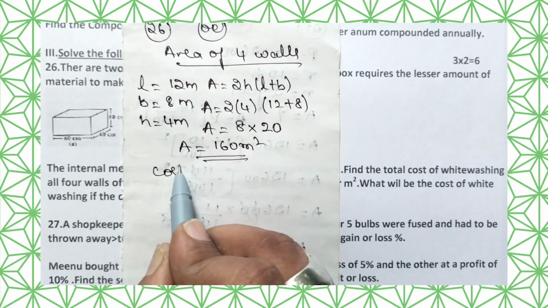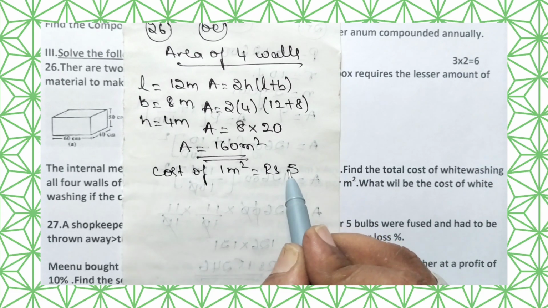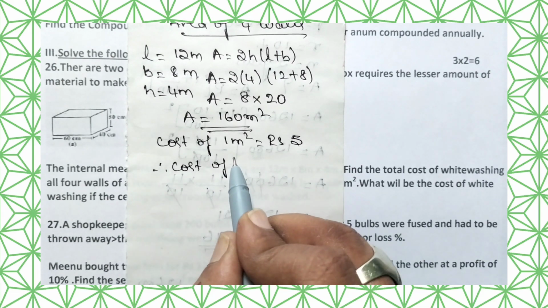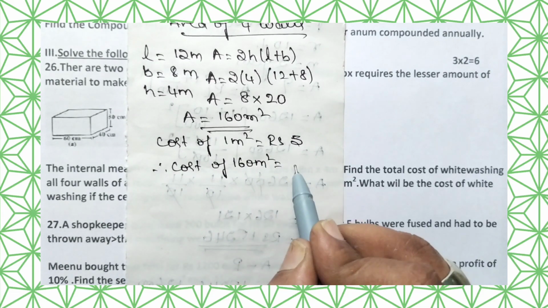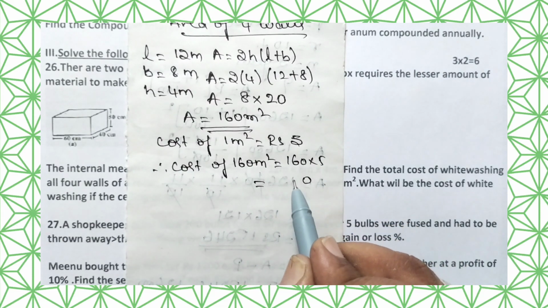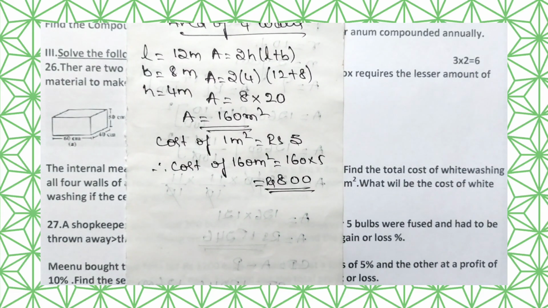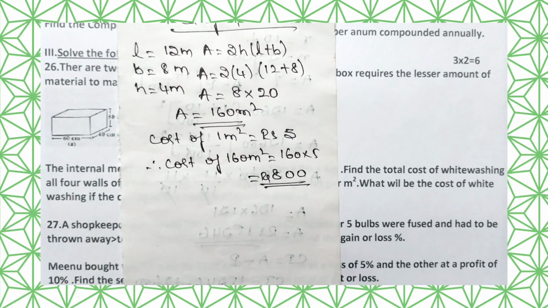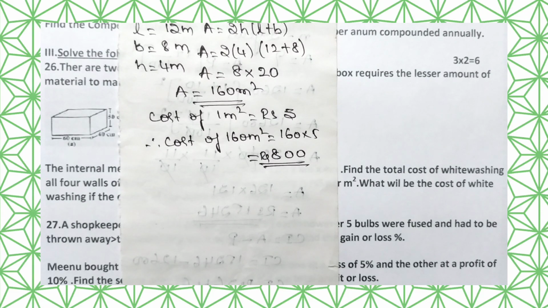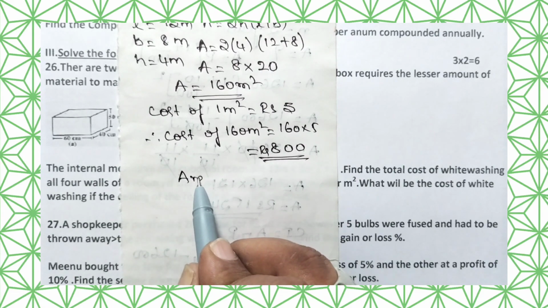So cost of 1 meter square is equal to rupees 5. Therefore cost of 160 meter square is equal to 160 into 5, that is, 5 zeros are 0, 5 6s are 30, 5 ones are 5 plus 3 is 8. Therefore cost of whitewashing all the 4 walls is equal to rupees 800. Now we have to find out the area of the ceiling also. Not only the 4 walls, the ceiling is also whitewashed.